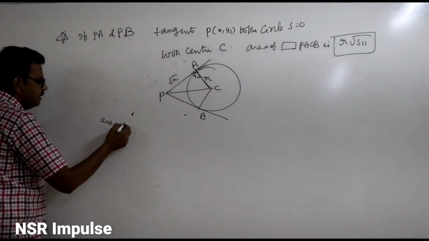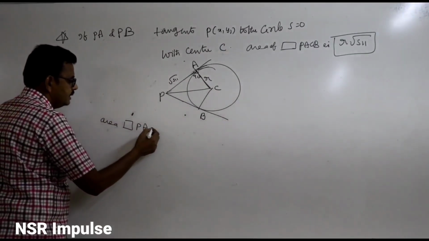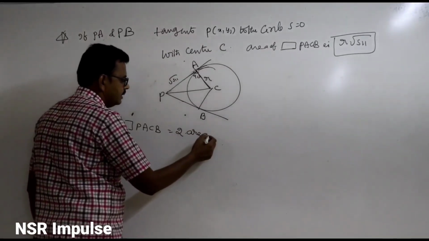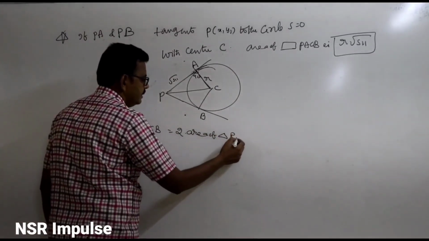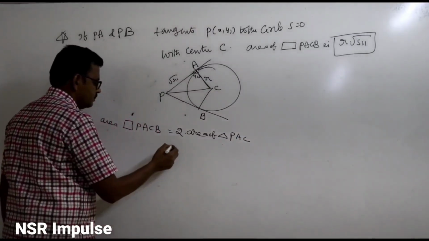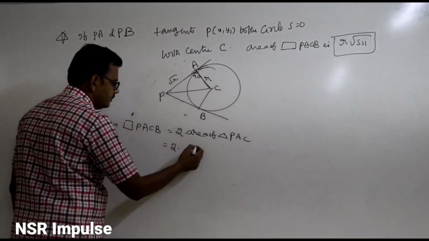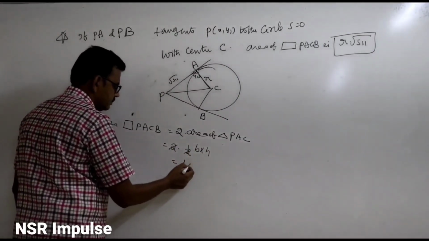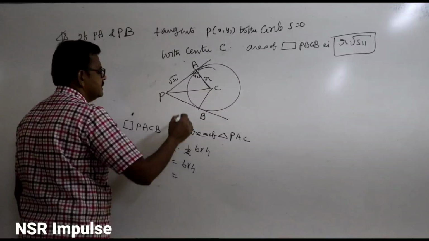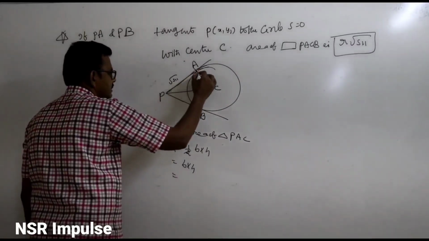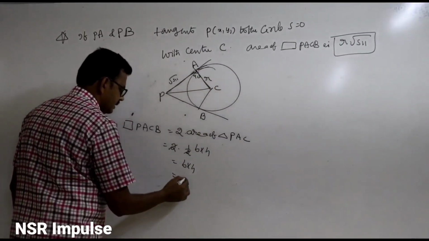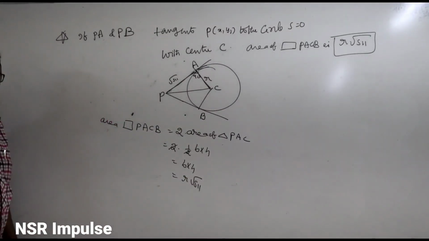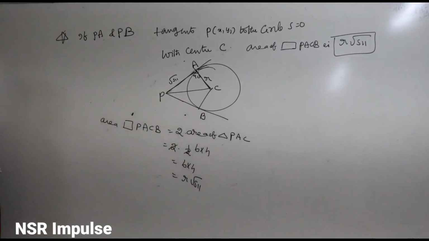Now, the area of quadrilateral PACB is equal to 2 times the area of triangle PAC. That is 2 times half into base into height. So the 2 cancels, that is base into height. This is the base, and this is the height. Therefore, that is R into root S11.